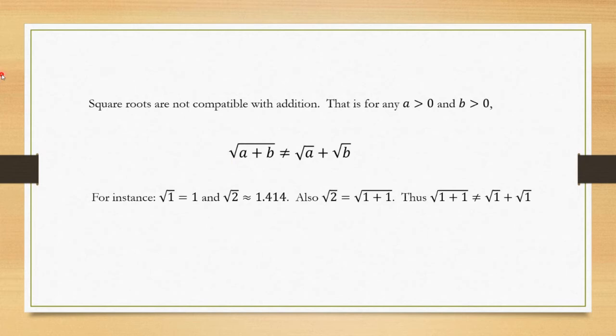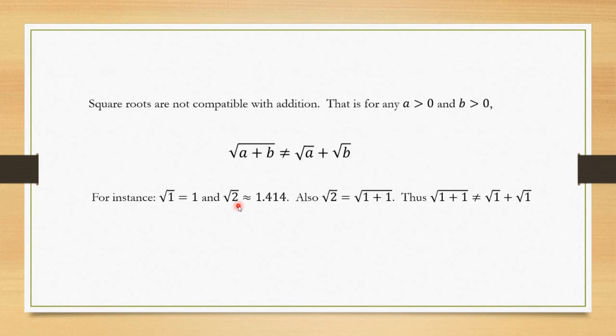Namely, what I do is this. A and B are positive, so I take A to be 1 and B to be 1. The square root of 1, that's just 1. I think we've seen that before. Now the square root of 2 turns out to be about 1.4. You could check your calculator.